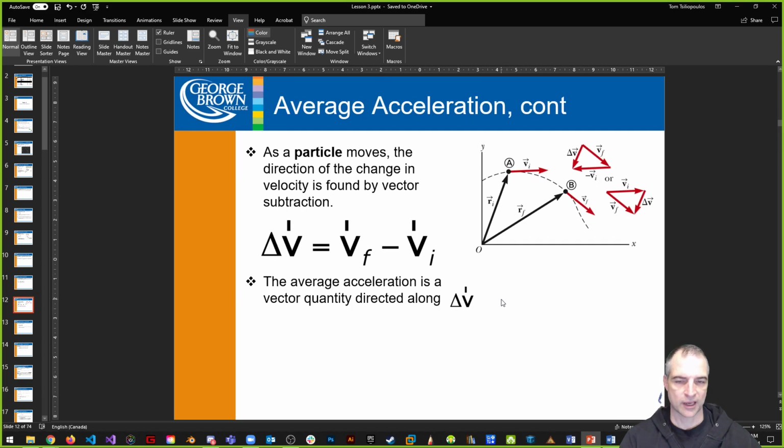So again, we're just talking about this kind of stuff. So as a particle moves, the direction of the change in velocity is found by this vector, right? So we can say that velocity final minus velocity initial is the change in velocity, okay? And the average acceleration then is the vector quantity directed along this path, okay? So you can see that we have a velocity vector in 2 directions now. It's not just about a matter of going in one direction or the other, right?